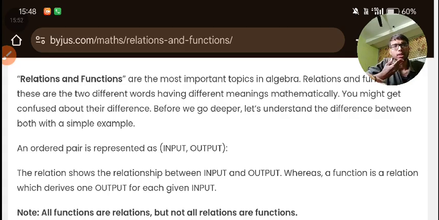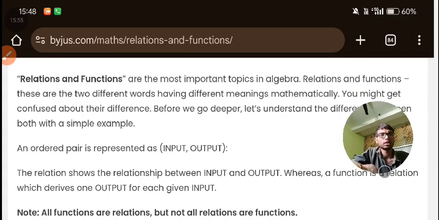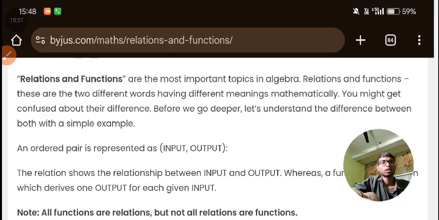Relations and functions are the most important topics in algebra. Relation and functions are two different words having different meanings mathematically. You might get confused about their difference. Before we go deeper, let's understand the difference between both with a simple example.